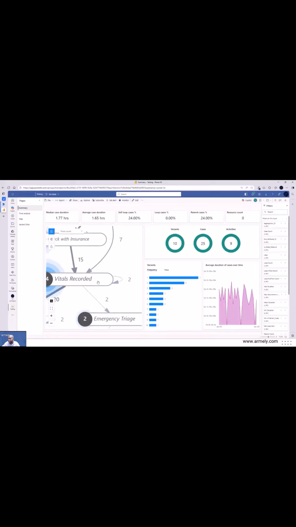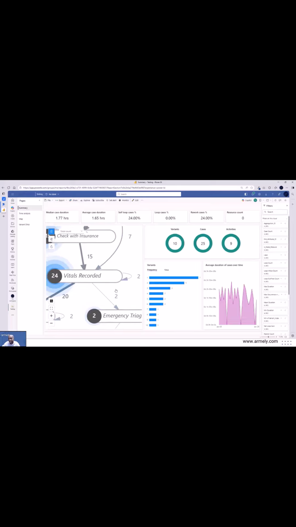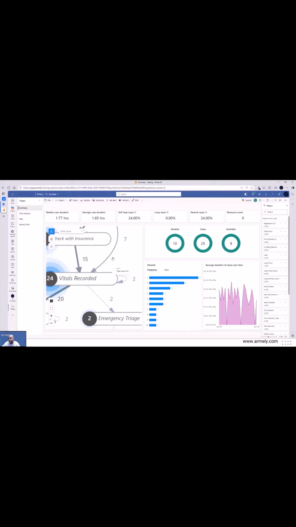And then we also see it here from vitals. Somebody went to get their vitals and they did not come out as expected, so the nurse had to redo that process. All of this, we are mining out of our process.